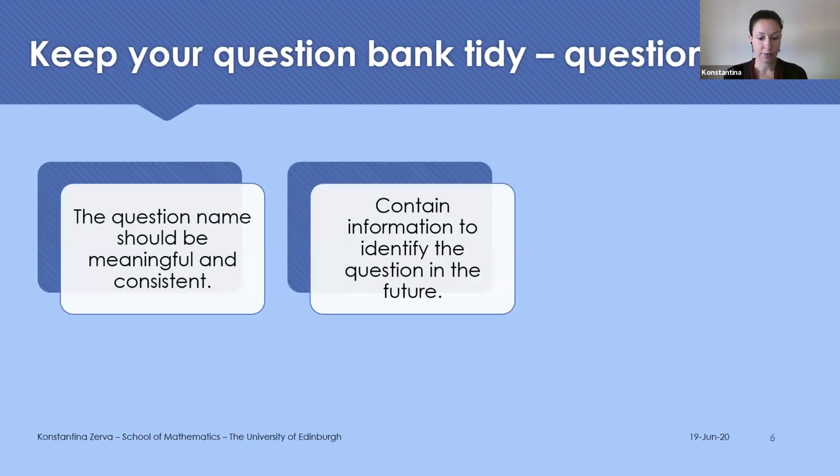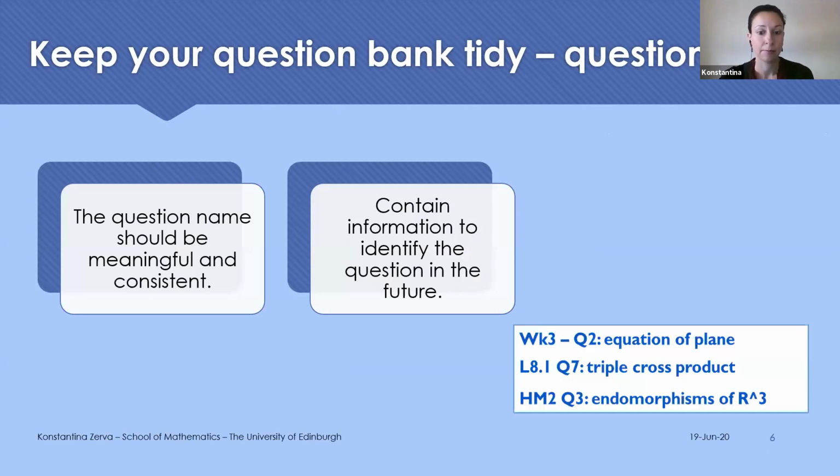Another important aspect of keeping yourself organized is the question naming. The question name should be meaningful and consistent. It needs to contain information to identify the question in the future. For example, the question name could include the week, which question it is, and information of what the question is about, or the lecture you're using the question in, or homework 2, question 3, what the question is about. Try to avoid names like just question 1. Otherwise, it will be very difficult to find what the question is like after a couple of months. You won't remember anything about it.